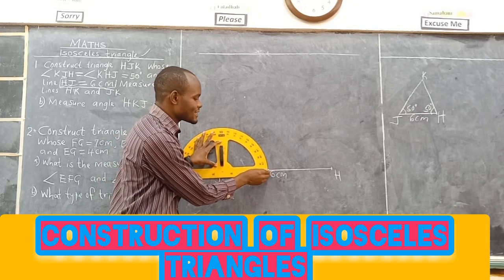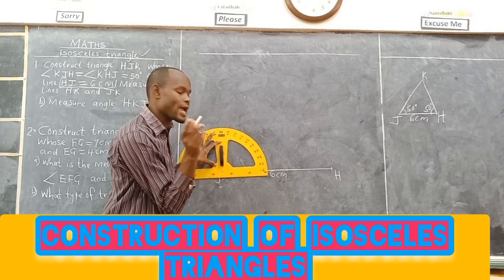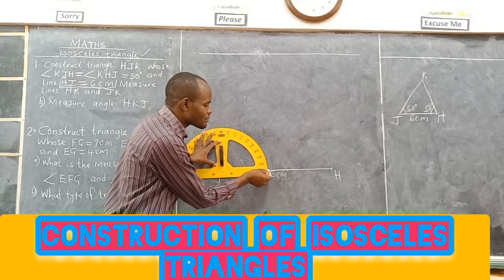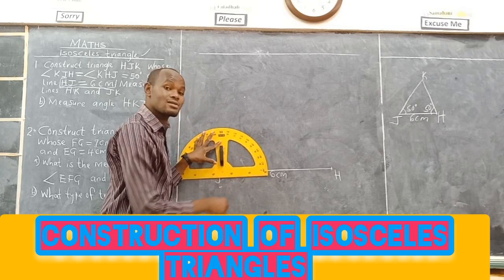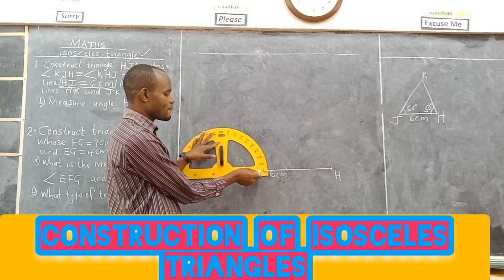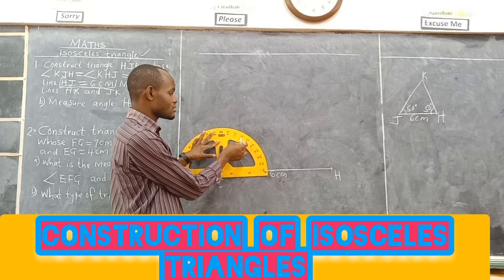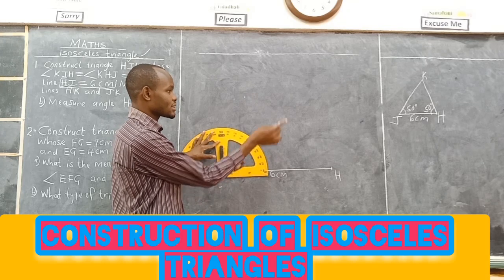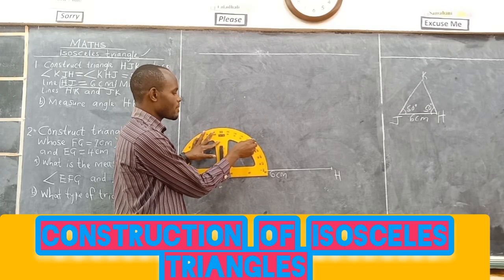Then we have that mark there. Since our line is here, we are using the inner scale. Why? Because you can't start counting from this line, 180, 170, 160, 150, 140. That is wrong, my friend. You're supposed to start from this bottom line: 0, 10, 20, 30, 40, 50, 60. Remember, we are measuring 50, so we have 0, 10, 20, 30, 40, 50.